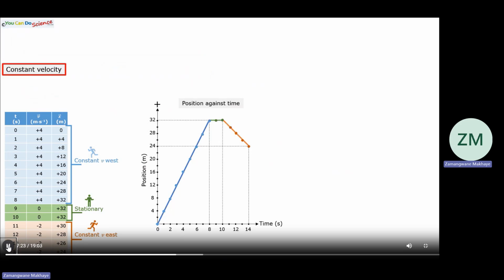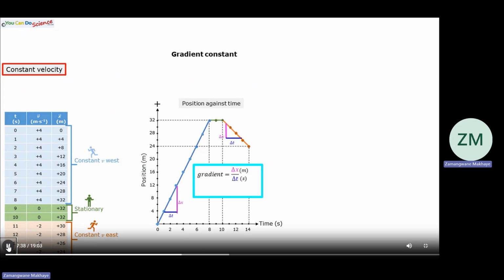The gradient of this line is delta x over delta t and is constant. So too is this gradient also constant. Delta x is in meters and delta t in seconds. The unit of the gradient is therefore meters per second. And the gradient represents the velocity of an object.